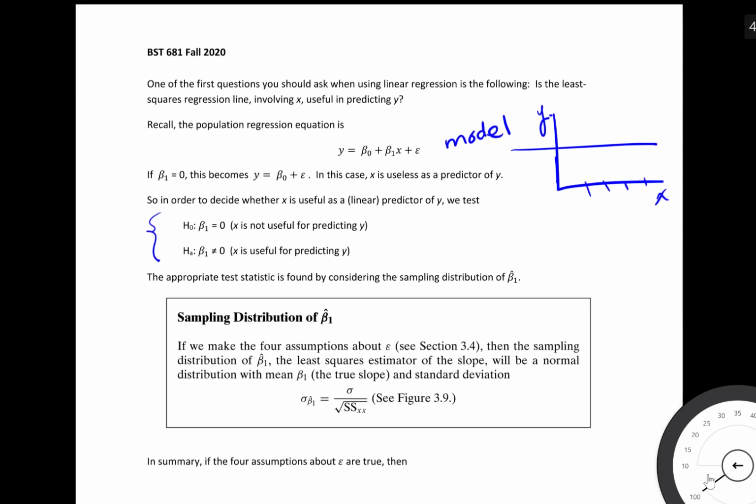Under the null, we're going to assume that the slope is 0, and we're going to look for evidence that the slope is non-zero. Now, in order to do this, you learned in the past, whenever working with statistics to perform a hypothesis test, we need to consider the variability of that statistic and the distribution that it follows. In other words, we're concerned with the sampling distribution.